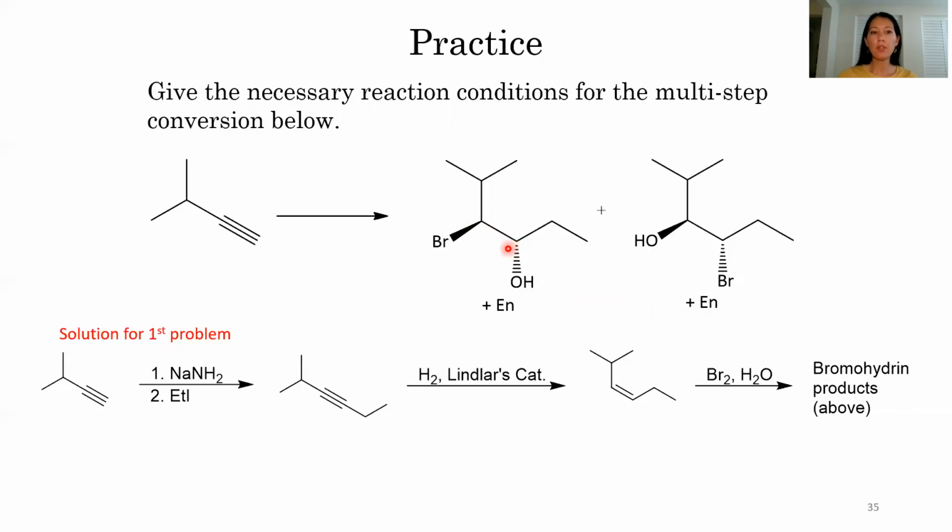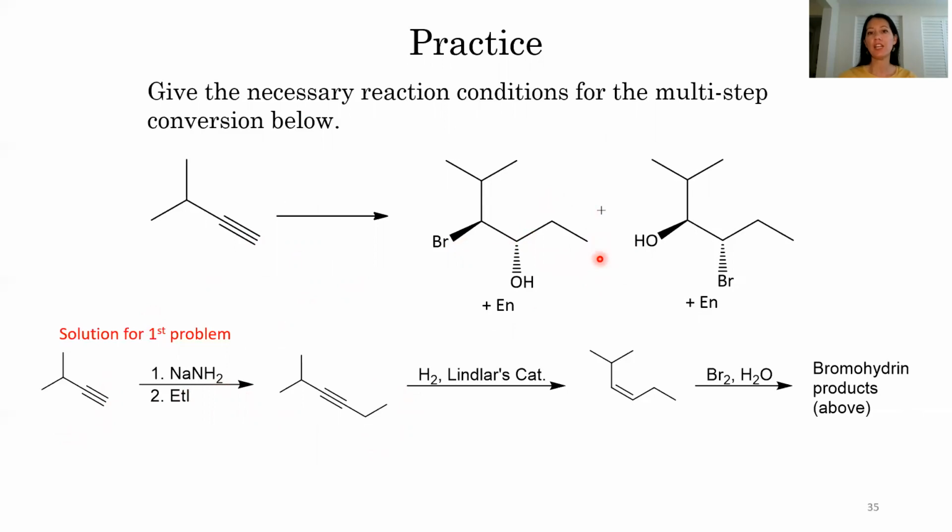And the other thing that you notice is you need this extra group here. So there are a couple things you need to do. You need to add an extra group. The only way I've taught you how to do an alkylation is with a terminal alkyne, so do that, and then go from alkyne to alkene. And so starting from here, you alkylate by adding sodium amide and ethyl iodide to get this. That adds that ethyl group that we see here.